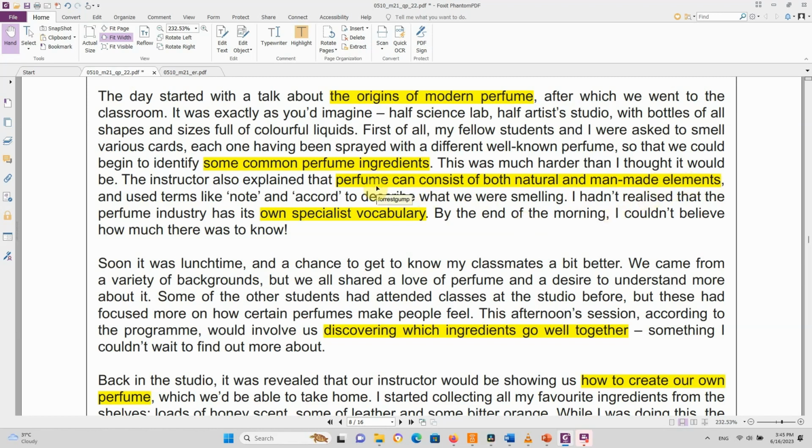And used terms like note and accord to describe what we were smelling. I hadn't realized that the perfume industry has its own specialist vocabulary.